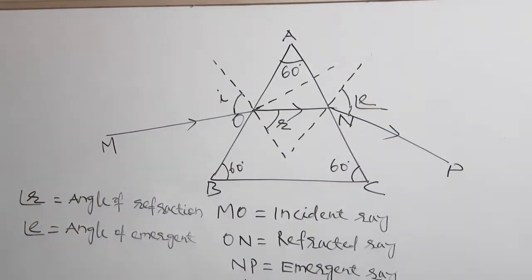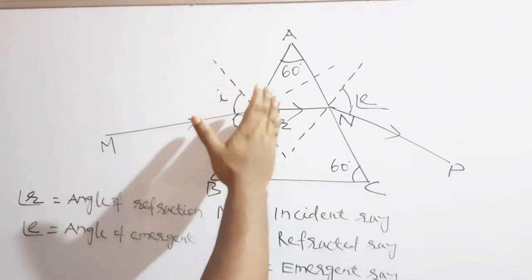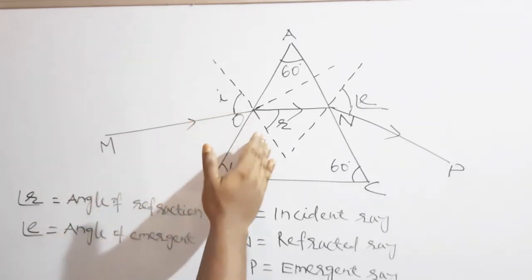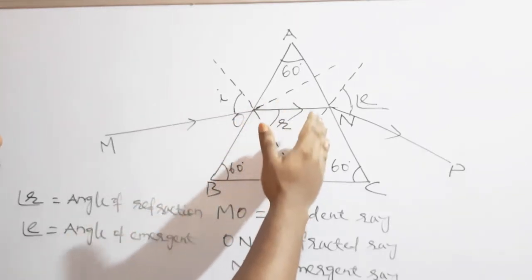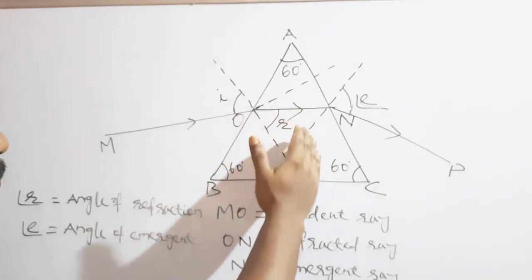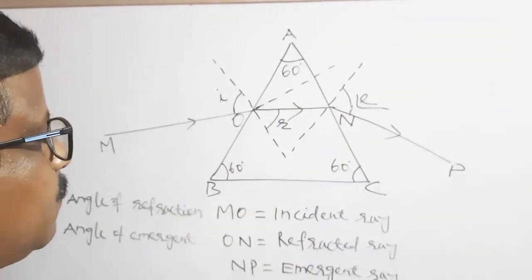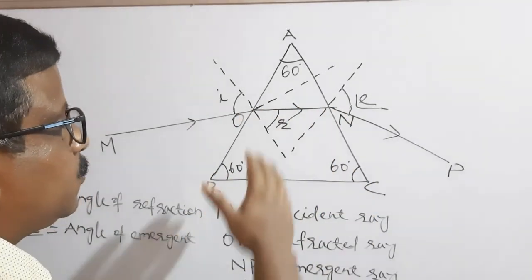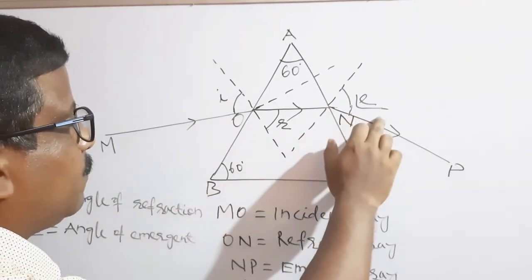So when a ray of light travels in a prism, what will happen? A prism has two refracting surfaces. In the first surface, the ray of light is going from rarer to denser, so the ray of light bends towards the normal. Again in the second refracting surface, the ray of light is going from glass to air, that means denser to rarer. So if it travels from denser to rarer, the ray of light will bend away from the normal. So this is the angle of incidence, this is the angle of refraction, this is the angle of emergence.